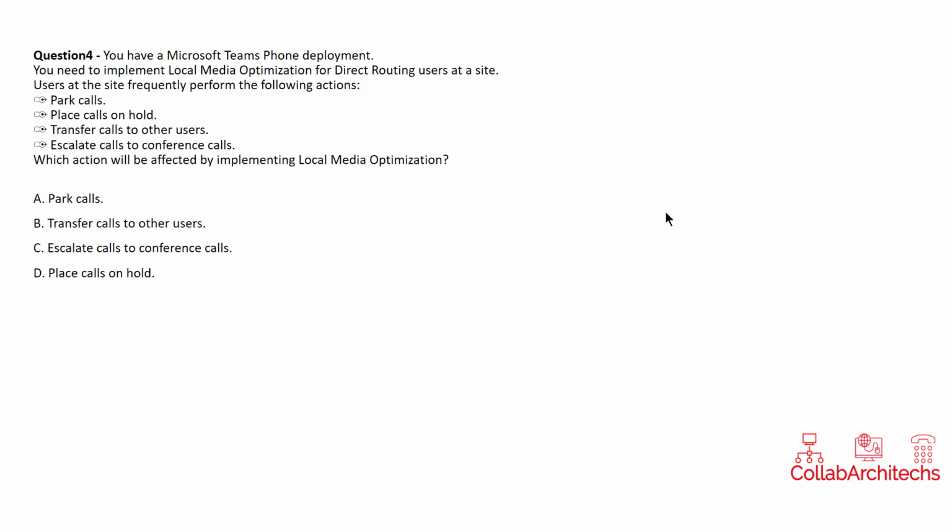Now let's see this question. You have a Microsoft Teams phone deployment. You need to implement local media optimization for direct routing users at a site. Users at the site frequently perform the following actions: park calls, place calls on hold, transfer calls to other users, escalate calls to conference calls. Which action will be affected by implementing local media optimizations?